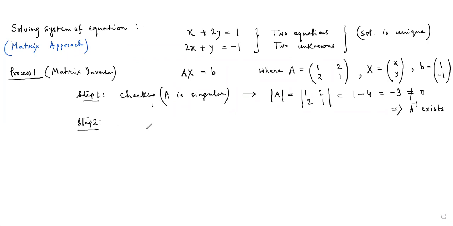Okay. Step number 2 that we are going to do is the following. We are going to find the adjoint of A. Now, the adjoint of A is the transpose of the matrix of the cofactors of the matrix capital A.